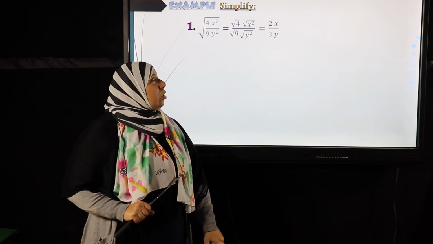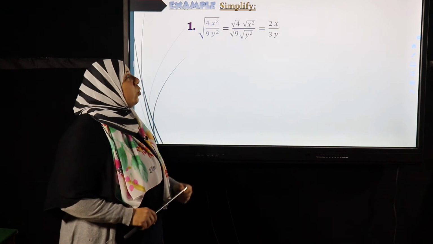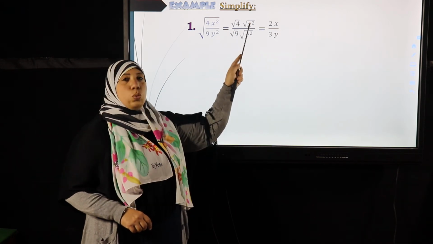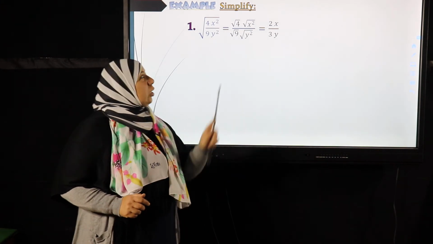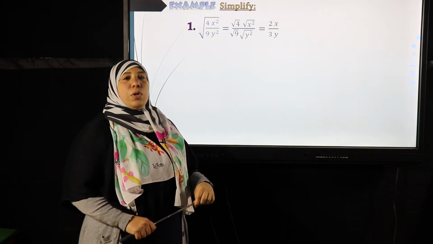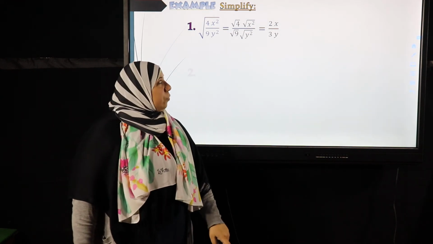Square root 4 using the calculator equals 2, square root 9 equals 3. Here x power 2, the root will be raised with power 2, giving you x. Here the same: the square root of any number power 2 equals the number itself.